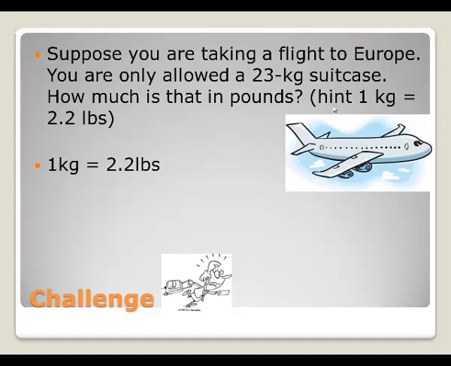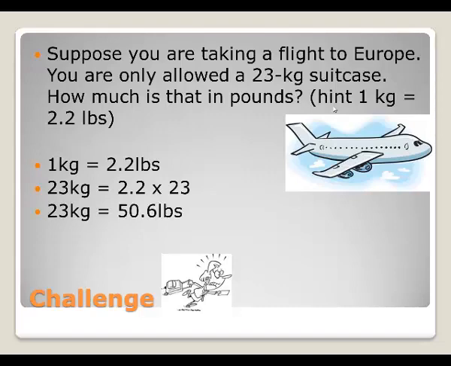In order to convert this, I know that 1 kilogram equals 2.2 pounds. So on the 1 kilogram side, I'm going to multiply that by 23 because I know I have 23 kilograms. What I do to one side, I need to do to the other side. So I multiply 2.2 by 23 as well. So 23 kilograms equals 50.6 pounds. So your suitcase is allowed to be 50.6 pounds.